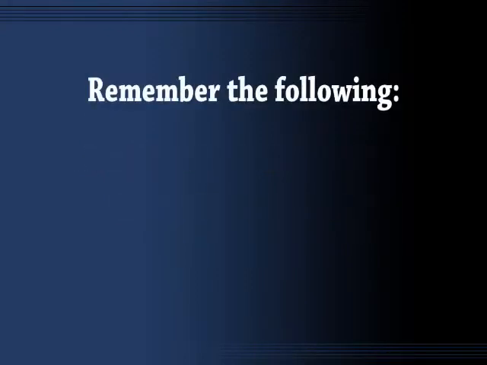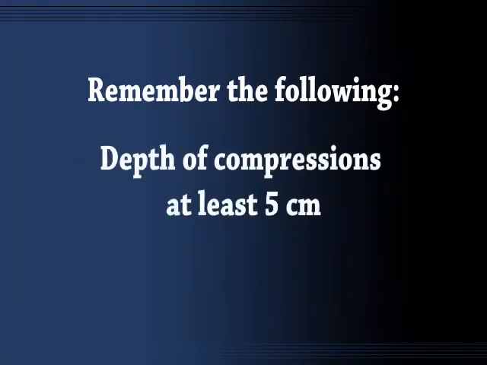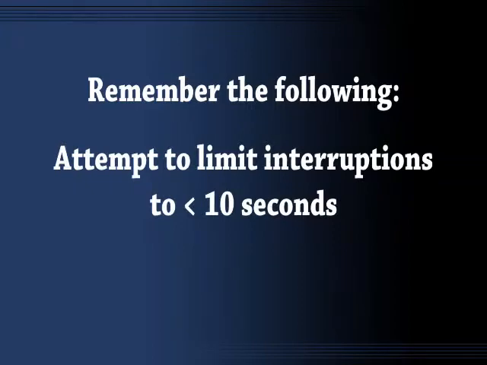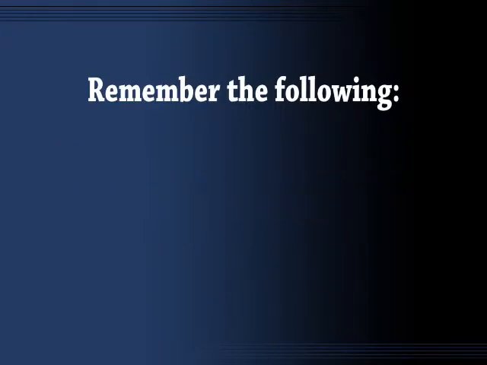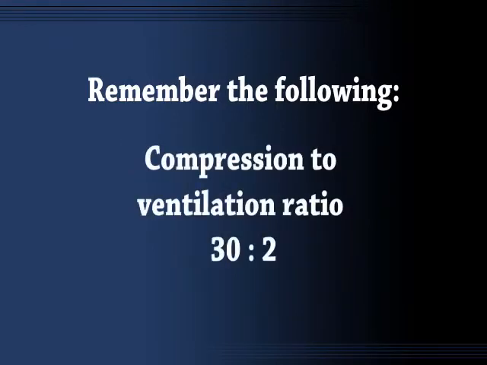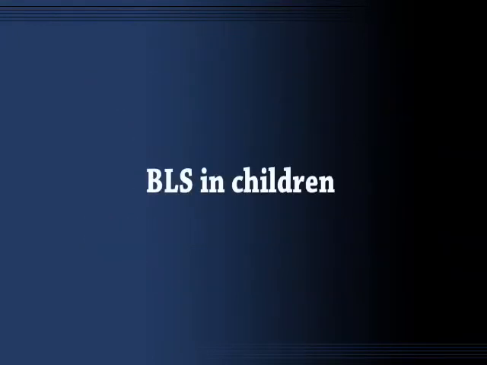Remember the following. Allow complete chest recoil between compressions. Depth of compressions at least 5 centimeters. Minimize interruptions in chest compressions. Attempt to limit interruptions to less than 10 seconds. Head tilt, chin lift, suspected trauma, jaw thrust. Compression to ventilation ratio 30:2. Compression rate at least 100 per minute, 30 compressions delivered in less than 18 seconds. BLS in children.